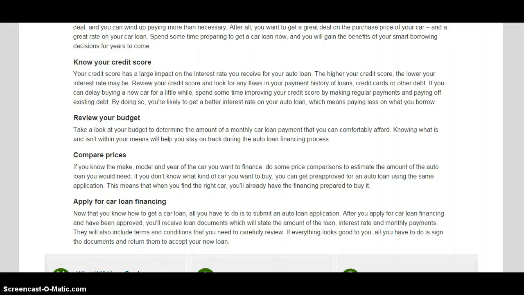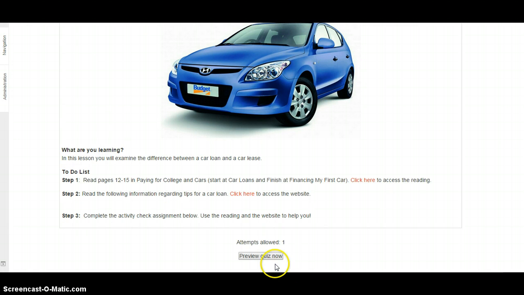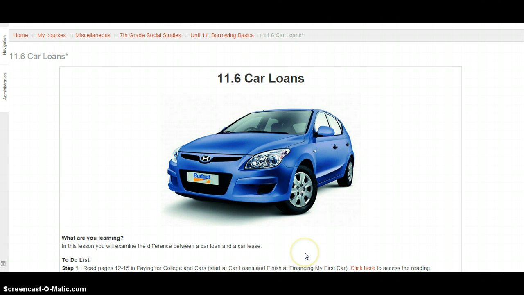So if you look at today's lesson, let's go back together. Your next step is going to be to complete the reading check. After that, congratulations, you're done. If you have any questions today, let me know.